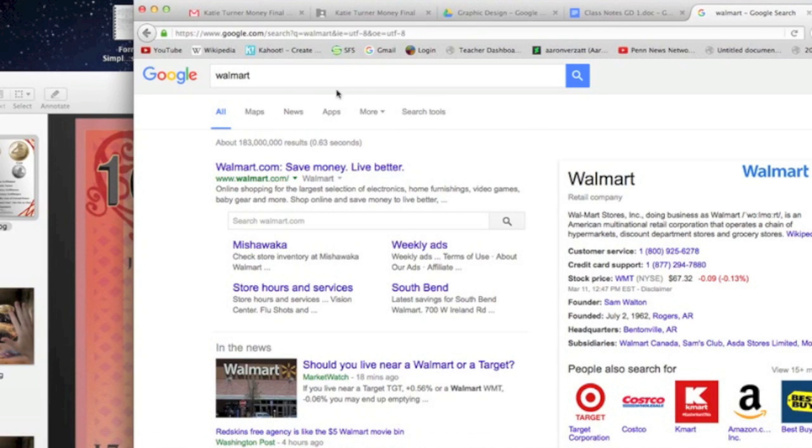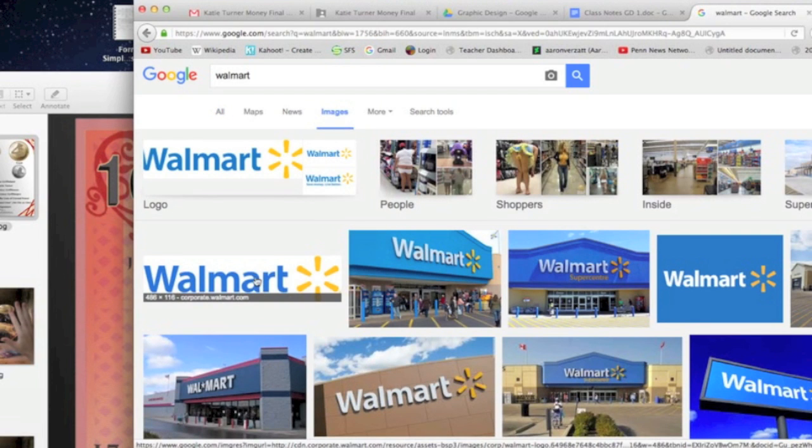Walmart redesigned their logo a while ago. So where the heck is images at? Sorry, guys. All right, more. There we go. I was just testing you.